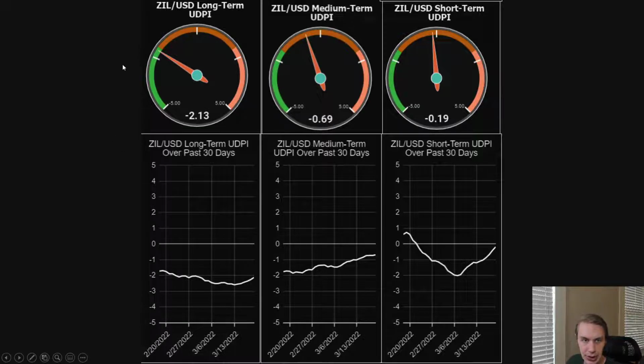So to give the exact levels for ZIL right now, we can see that the long term is sitting at negative 2.13, medium term at negative 0.69, and short term negative 0.19. So again, these are becoming more undecided. Essentially, in the medium term and the short term, the model thinks that there's a decent amount of realistic upside versus downside potential that could materialize. Whereas in the long term, it still thinks there's quite a bit more realistic upside potential than downside.